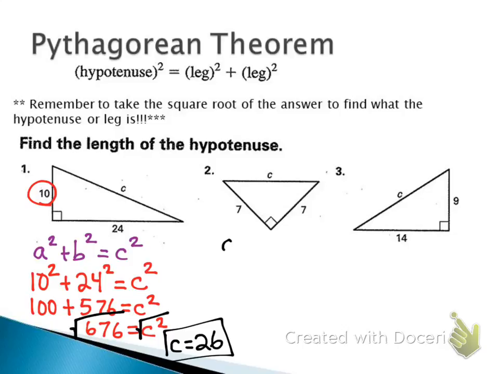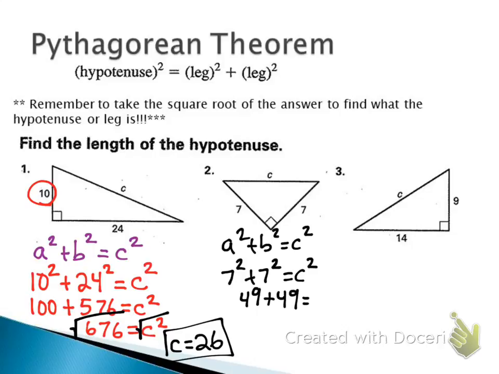Alright, let's set up number 2. So I have a squared plus b squared equals c squared. What goes where? Good. The 7s have to go in for the a and the b. So 7 squared plus 7 squared equals c squared. Now, if you get real good with the calculator, you can type this all in at once. 7 squared plus 7 squared, and get that whole side simplified. Or you can just do it step by step. You get 49 plus 49 equals c squared. What is 49 plus 49? 98 equals c squared. All right, I'm going to pause here so you can catch up if you're a little behind.